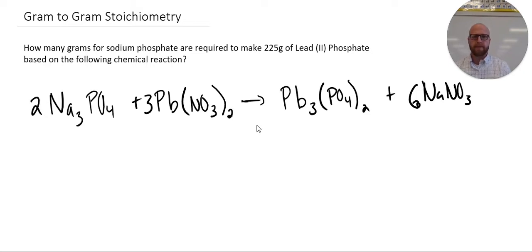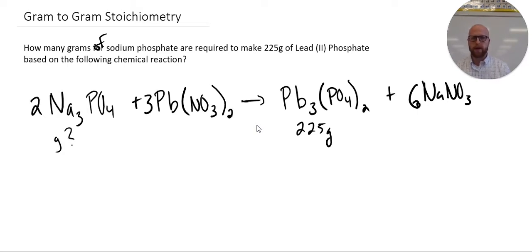So how many grams of sodium phosphate are required to make 225 grams of lead 2 phosphate based on the following chemical reaction? Okay, so here's what I want to find out. If I want to make 225 grams of this compound, how many grams of this do I need to start with? Okay. So let's start.